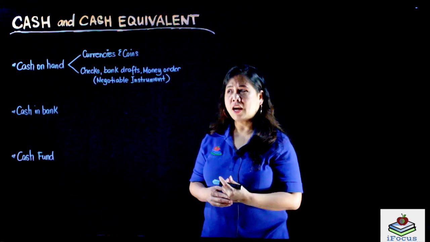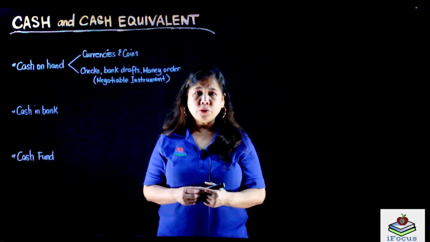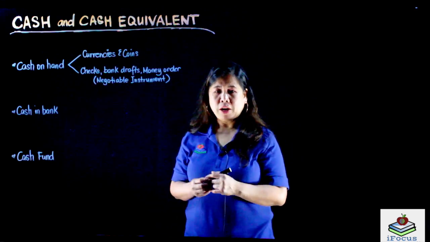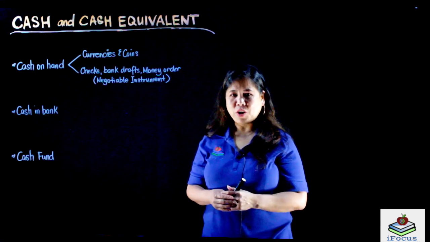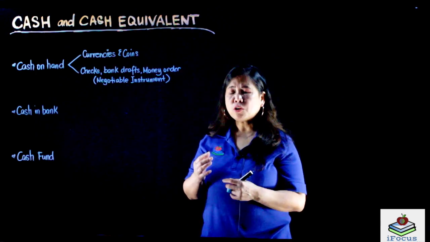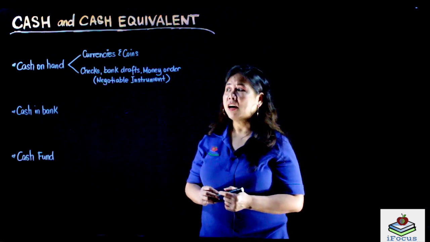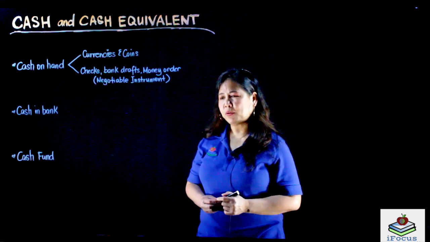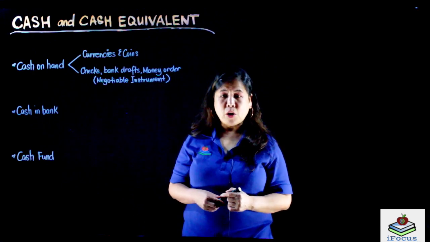Sa cash on hand, this includes our currencies and our coins. Also includes our checks, mga checks na na-receive natin from the customers, mga bank drafts, mga money orders. Ito yung mga negotiable instrument na kasama sa ating cash. Sa cash in bank naman, we have our checking account and our savings deposit.